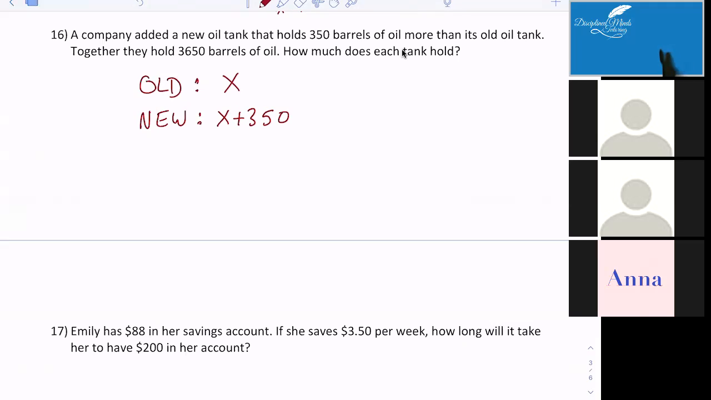Connor, so now what's the equation? What does together mean? You add them. So what happens when I add them? You get 2x plus 350 equals 3,650. Very good. Finally, that's what I'm talking about.